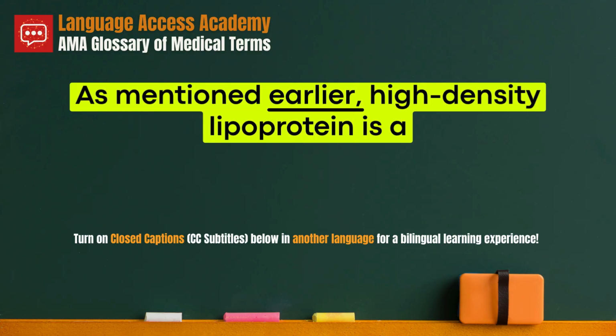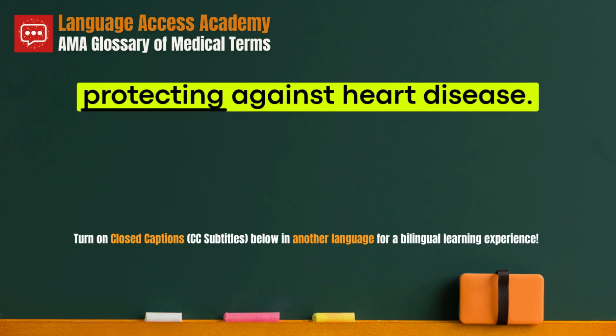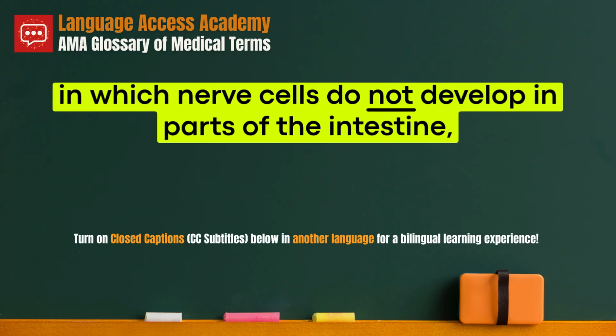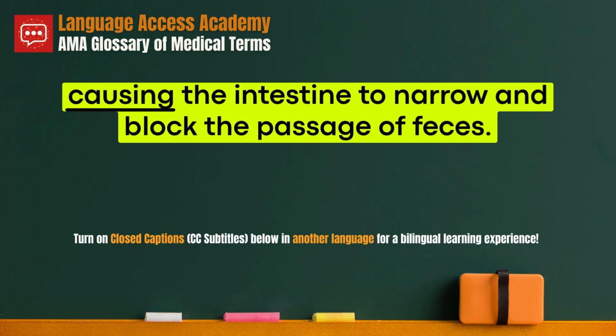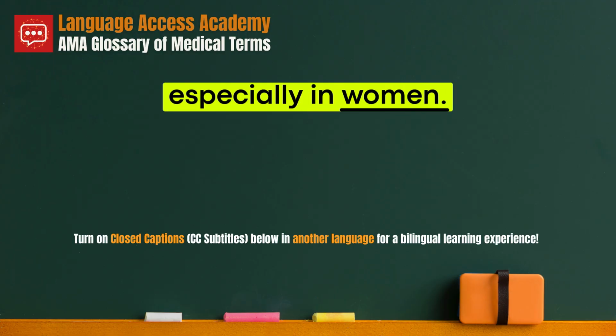As mentioned earlier, high-density lipoprotein, or HDL, is a type of protein found in the blood that removes cholesterol from tissues, protecting against heart disease. Hirschsprung's disease is a condition that is present at birth in which nerve cells do not develop in parts of the intestine, causing the intestine to narrow and block the passage of feces. Hirsutism is excessive hair or hair growth in unusual places, especially in women.